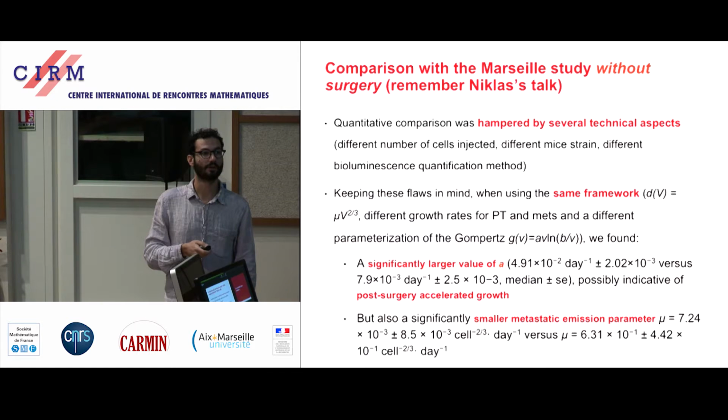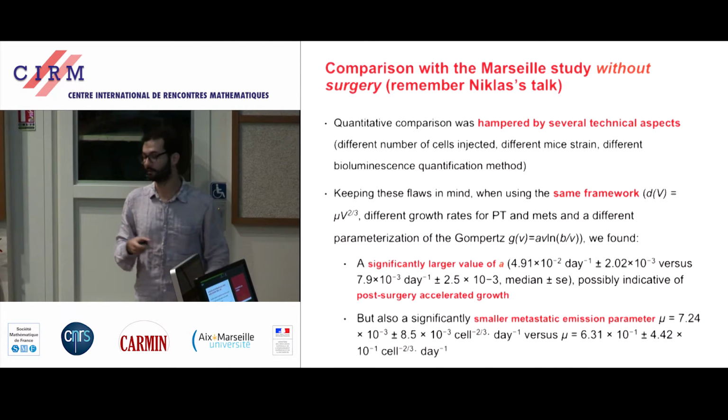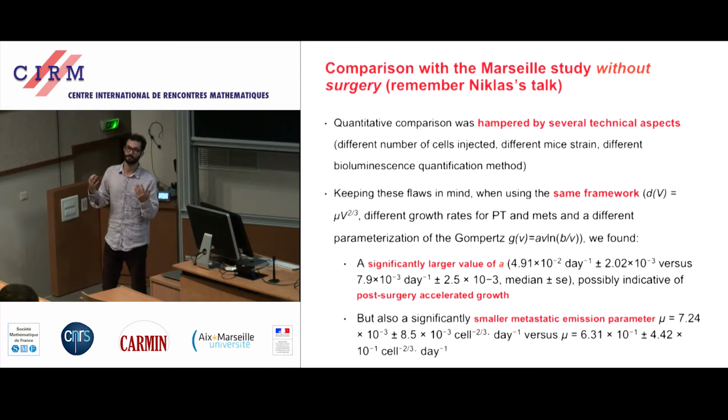But we also found a smaller metastatic emission parameter. And this could be due to the fact that in their case, the animal model was much more immunodepressed than in our case.